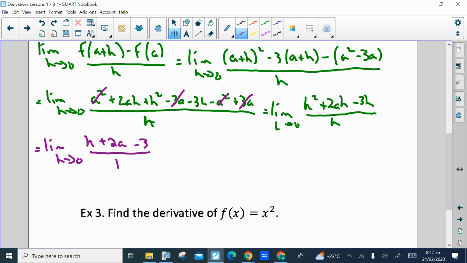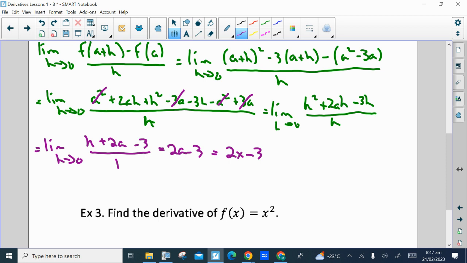And now because you've gotten rid of that h on the bottom, you can let h equal 0 here, and you just get 2a minus 3. Or in terms of x, 2x minus 3. So there's the derivative. The derivative of x squared minus 3x is 2x minus 3. The general derivative.